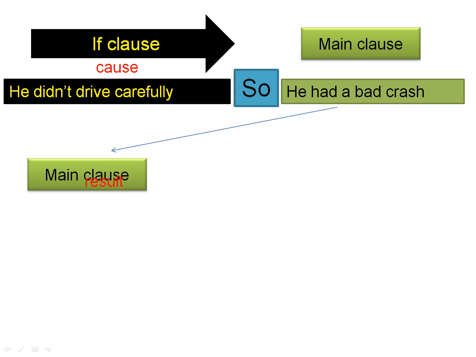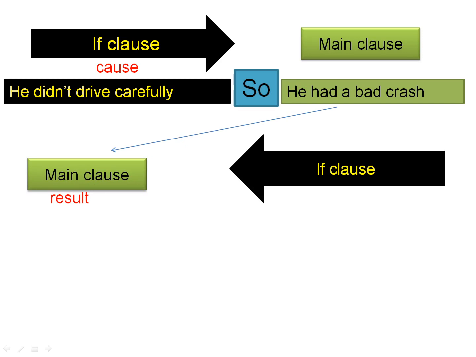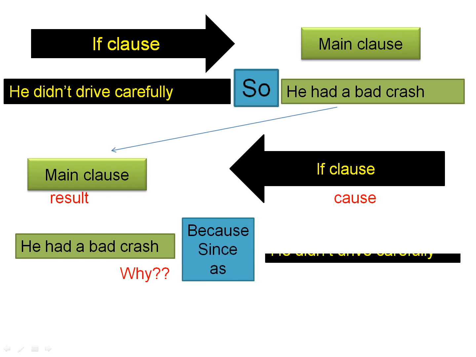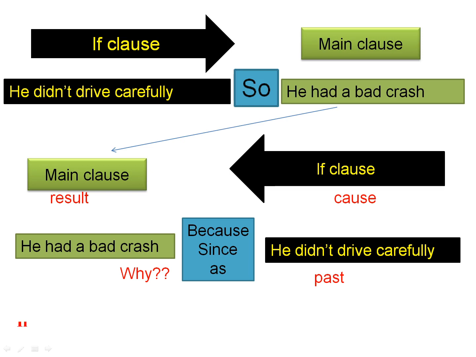So sometimes we can start by the main clause or the result in the beginning of the sentence and then finish the sentence by the if clause or by the cause. For example, you can say he had a bad crash. Why? What's the reason? Because, or since, or as he didn't drive carefully. So again, here I'm expressing the cause of that consequence. He had a bad crash because he didn't drive carefully.